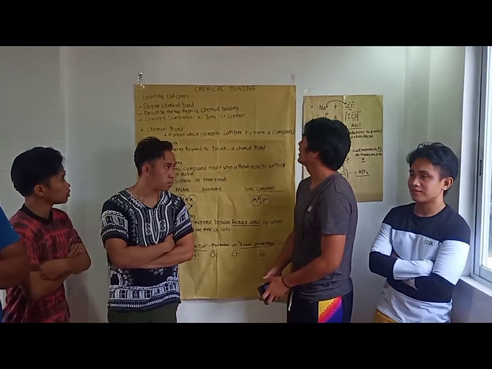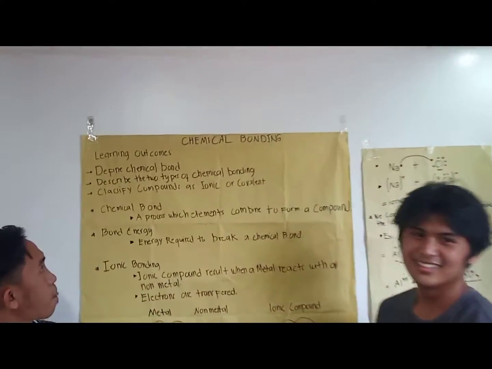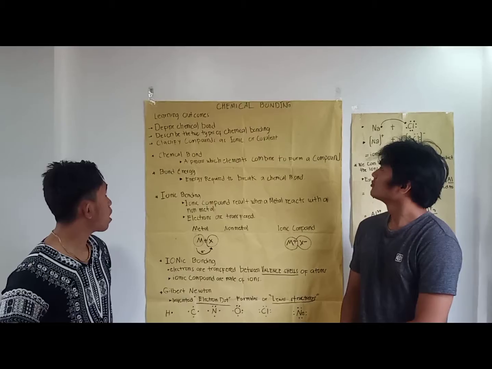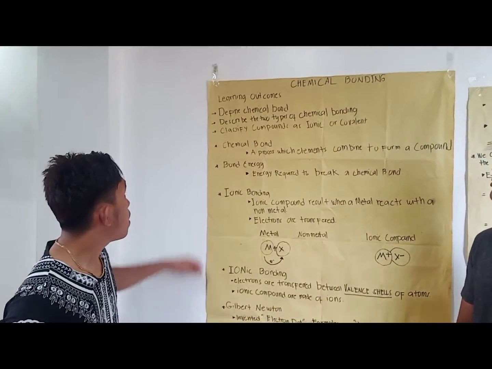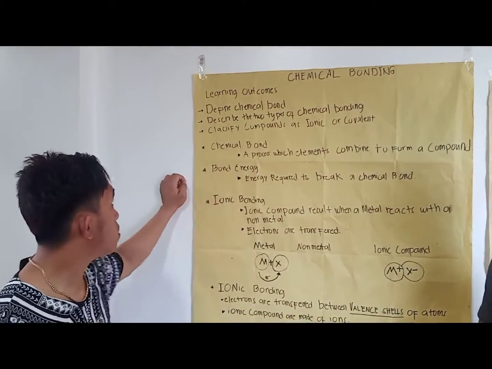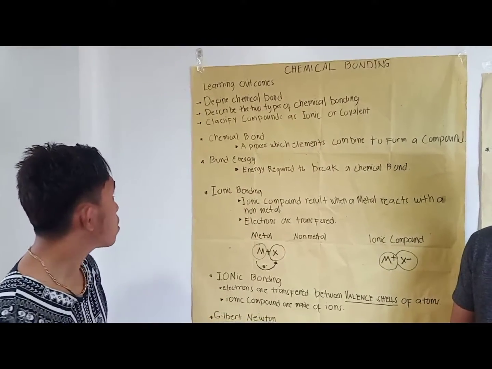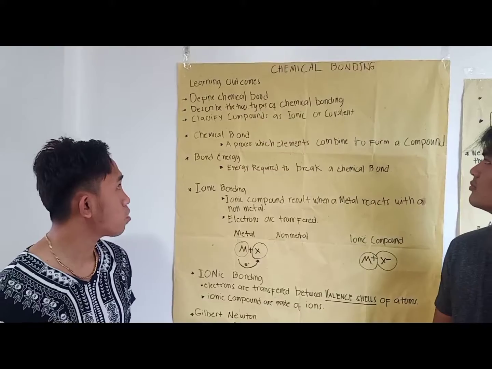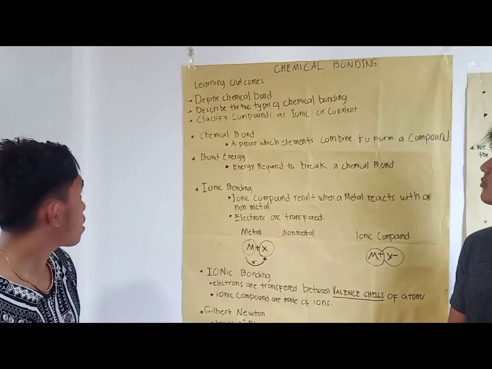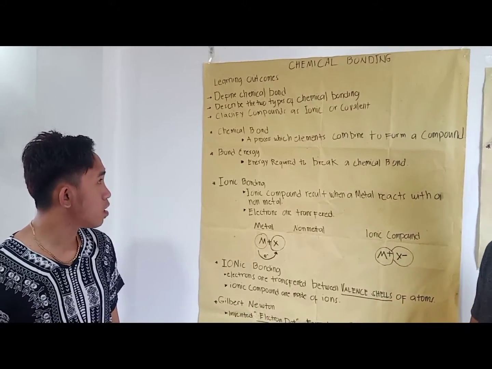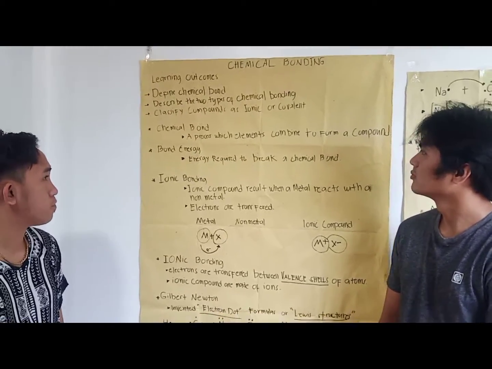Our topic for today is chemical bonding. Our learning outcomes for this topic are: first, define the chemical bond; second, describe the two types of chemical bonding; and third, classify compounds as ionic or covalent.